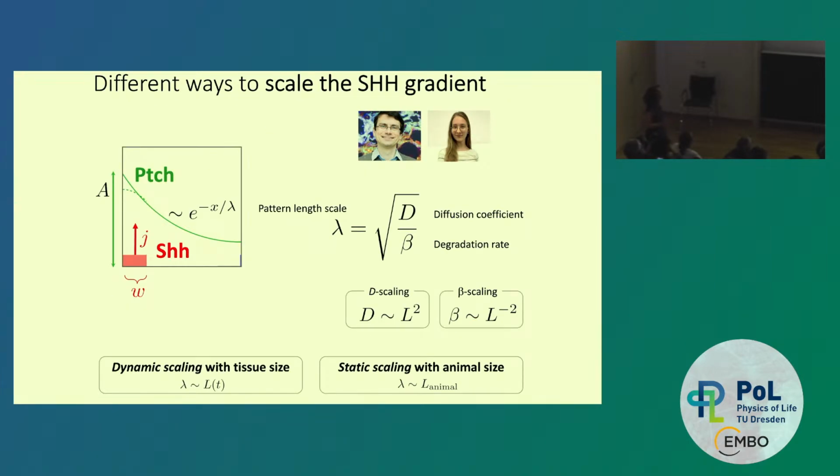So we've been thinking about this problem with Ben Friedrich and Natalia, his student, and they've been thinking about different ways to scale the sonic hedgehog gradient. And so then, of course, we have to take into account the diffusion and the degradation rate. And so they've been thinking about the properties of dynamic scaling with tissue size, meaning with growth over time, versus static scaling, where the scaling has to do with animal size. And so they started a lot of this work before we had all these results. So this is rapidly changing as we get these results.